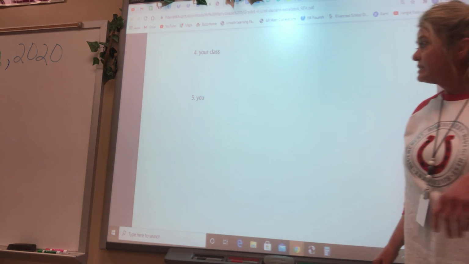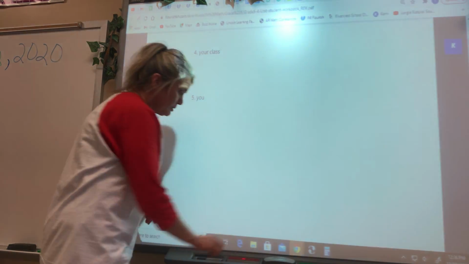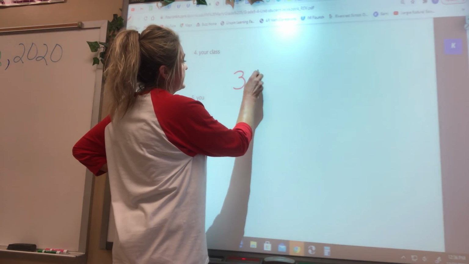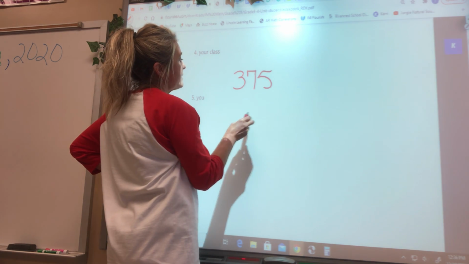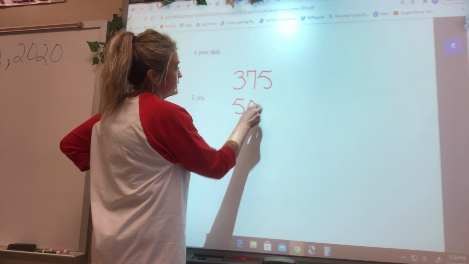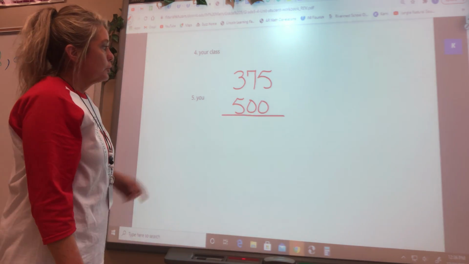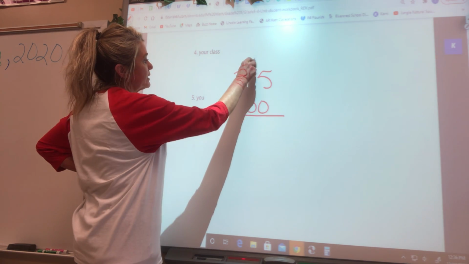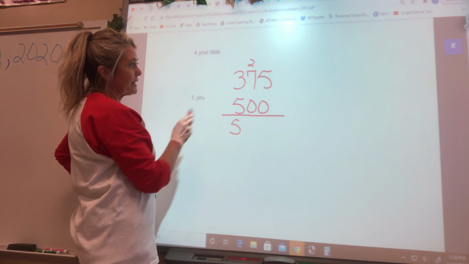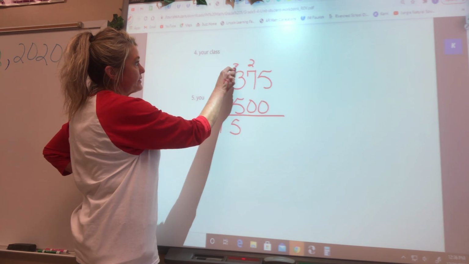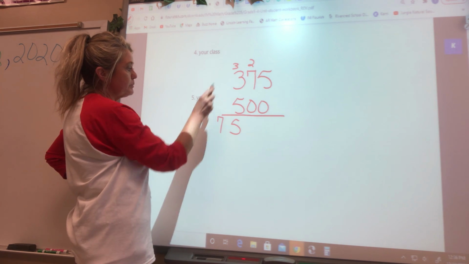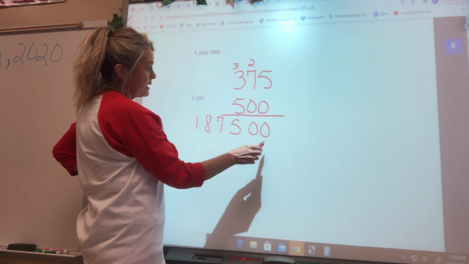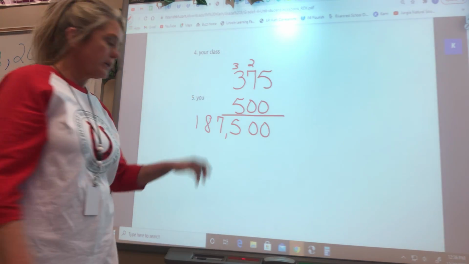So, we've seen that we can use quick trick math. If we had 375 times 500, we could multiply just the whole number parts. 5 times 5 is 25. 5 times 7 is 35, plus the 2 is 37. 5 times 3 is 15, plus the 3 is 18. And then we would add our remaining zeros. Now that wasn't a big number.